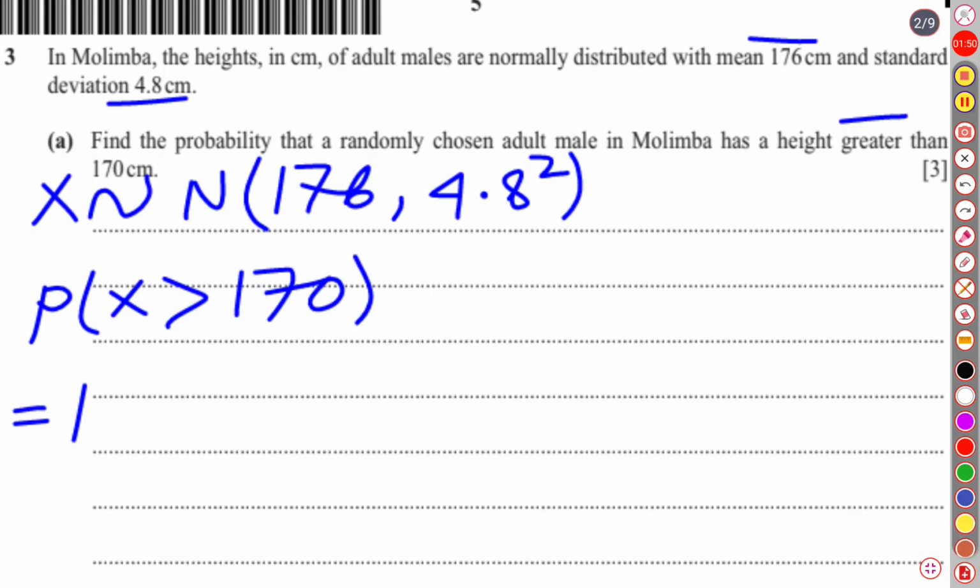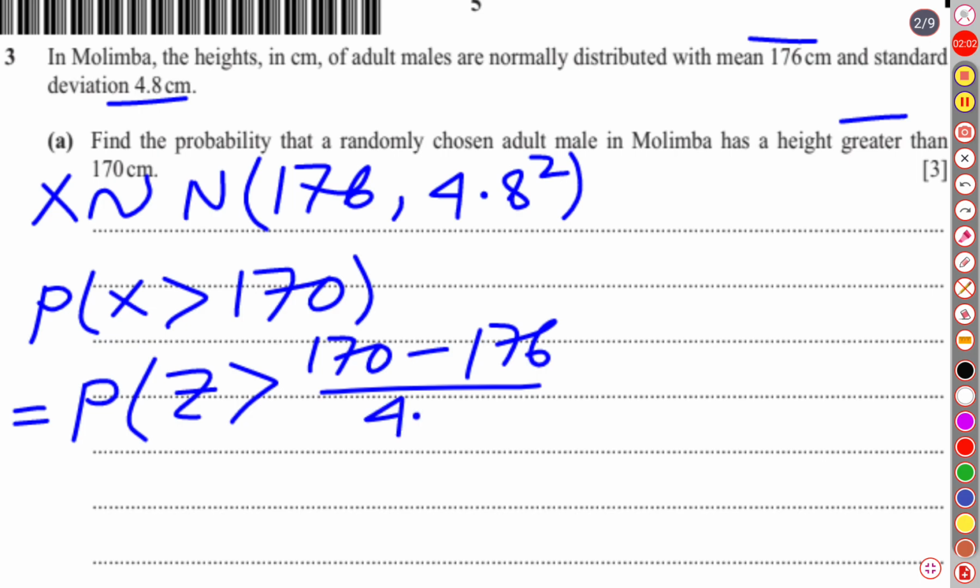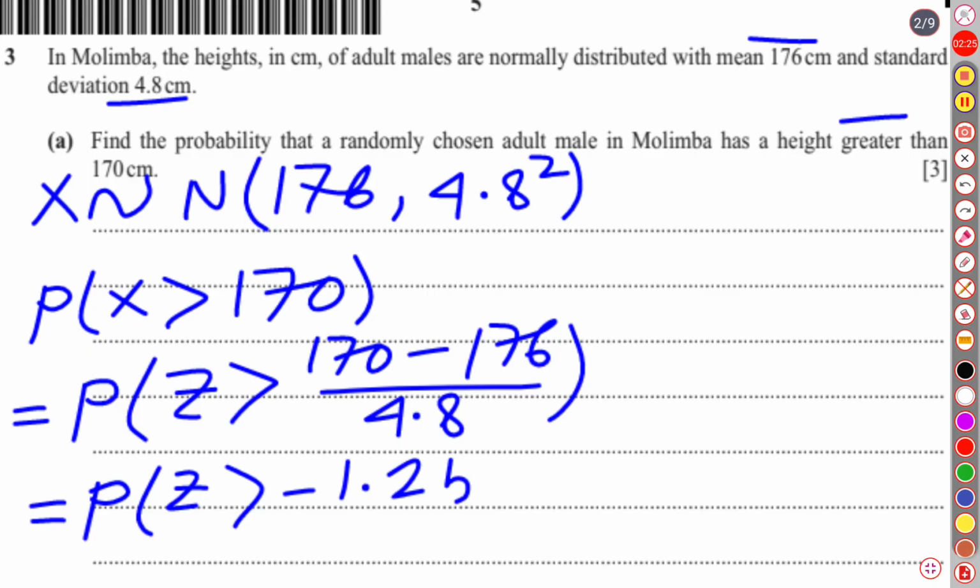Then we will standardize the score. If we standardize, z greater than 170 minus mean 176 over standard deviation 4.8. Look at this, it must be negative because the first number is less than the second. If we divide 6 by 4.8, it is going to be negative 1.25.